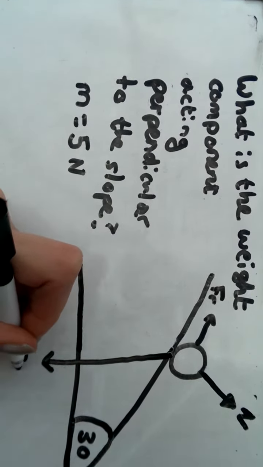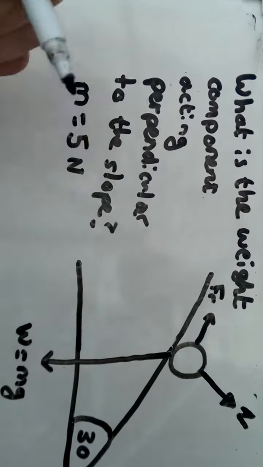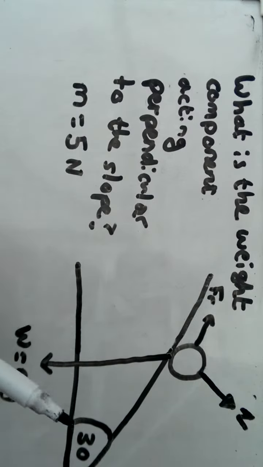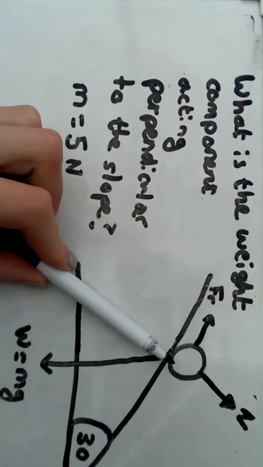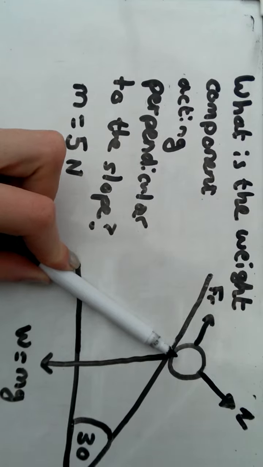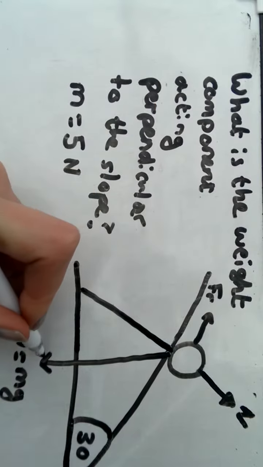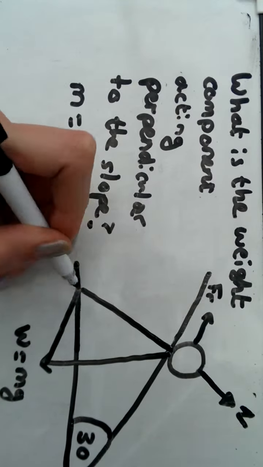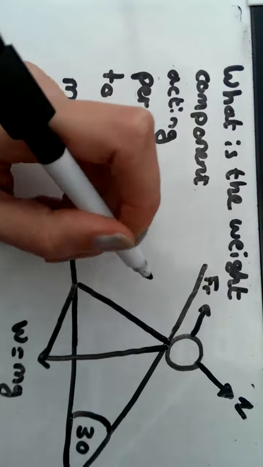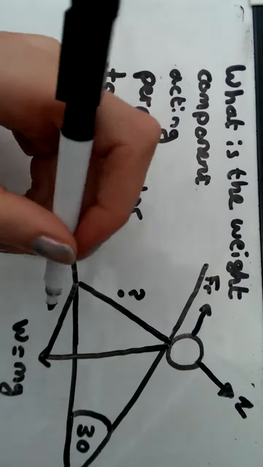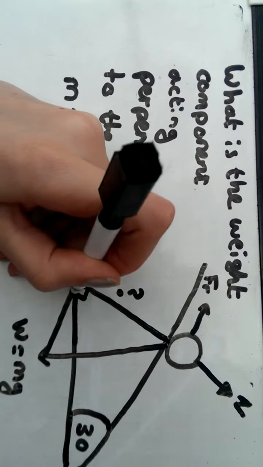So our weight, which equals mg. What we want to find out is the component of this which acts perpendicular to the slope, so down here like that. This is our unknown that we're trying to figure out. So we've now managed to create a right angled triangle for us.